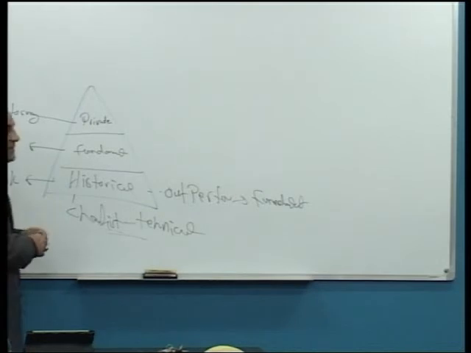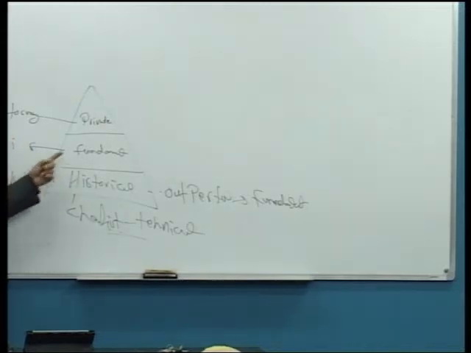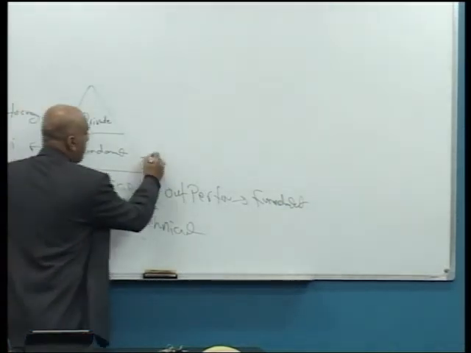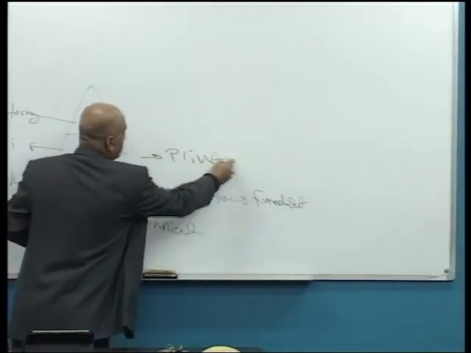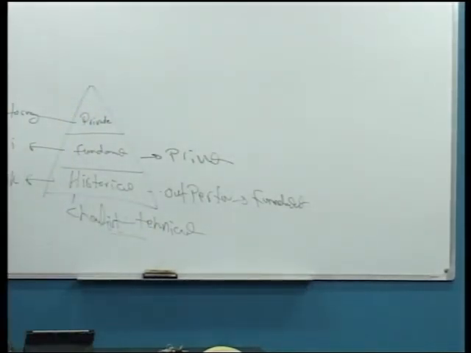Okay, let's go to the fundamental, or the semi-strong market. In the semi-strong market, the market reflects two things: the fundamental information and historical information. So it means to outperform the market, you should have private information. Yes. Private information. So if you have private information, yes, you can outperform the markets.